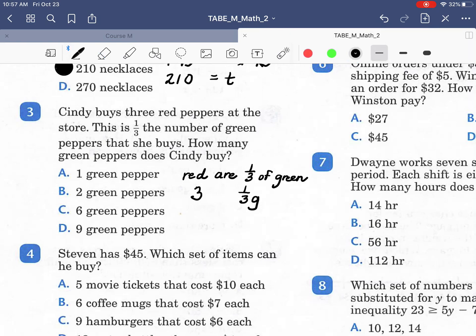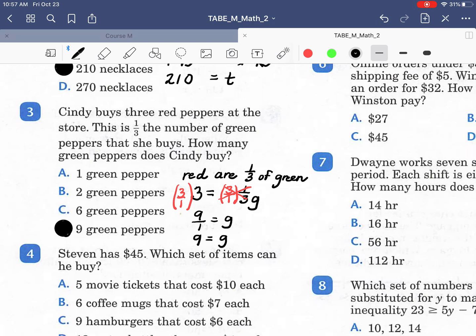So here's the equation that I need to solve, and I'm going to do that by using the reciprocal of 1/3. Remember, I have to do it to both sides. So I have 9/1. So the green peppers, there are 9 of them. That is an equation. It's an exact amount. It's not greater than, less than.